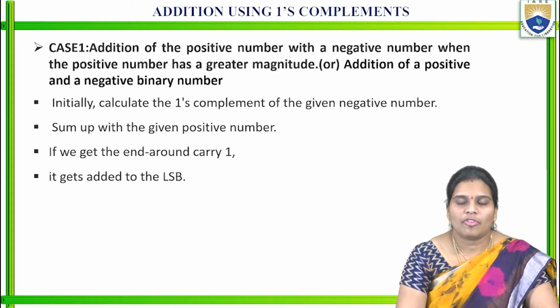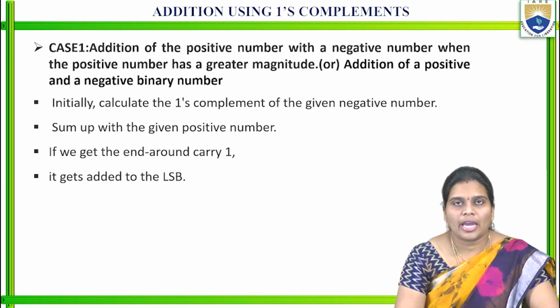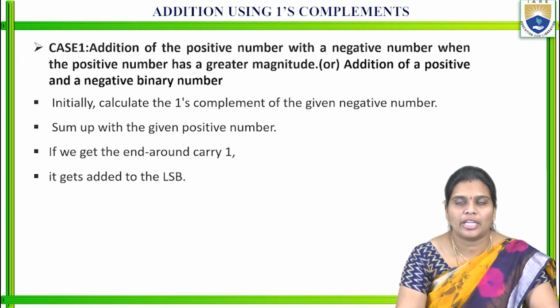So indirectly we are adding the two binary values. So in the first case, addition of a positive number with a negative number, or addition of a positive and a negative binary number. So initially we are taking any binary value or decimal value. So now I want to subtract this, or adding this, 25 minus 13.